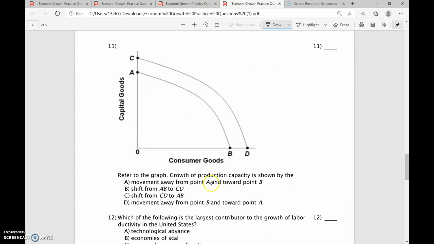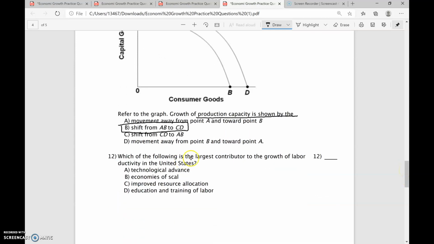Question number 11. Growth of production capacity is shown by a shift from AB to CD. This is what we went over. Which of the following is the largest contributor to growth in productivity? This is technological advancement. Okay, that's all with the practice questions.